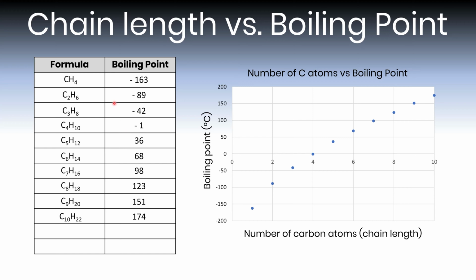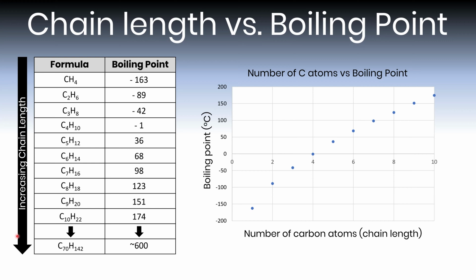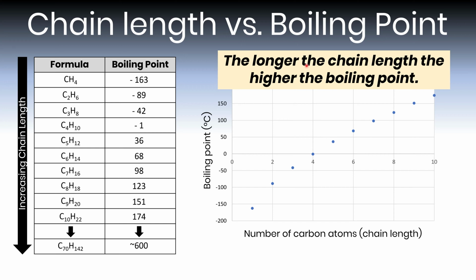So, we've gone up to C10, and we can see a clear relationship between the number of carbon atoms and the boiling point. But remember that the hydrocarbons in crude oil don't just end at C10H22. We actually go up to about C70, where the boiling point is way up at 600 degrees Celsius. So, we've got increasing chain length and increasing boiling point. So we can say that the longer the chain length, the higher the boiling point, or the higher the temperature you would need in order to evaporate a hydrocarbon.